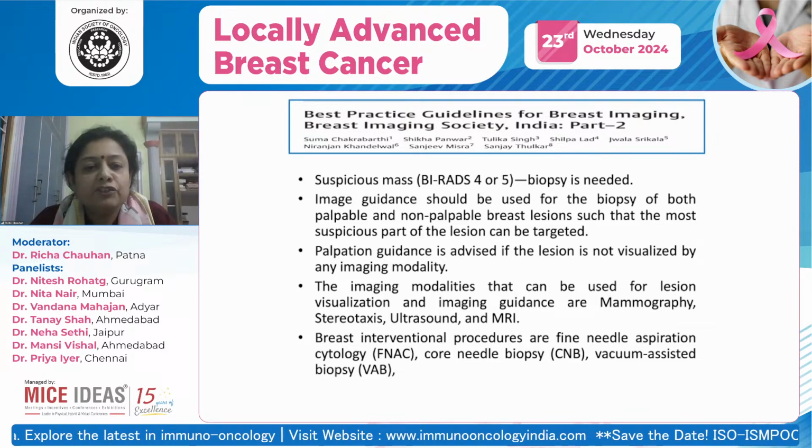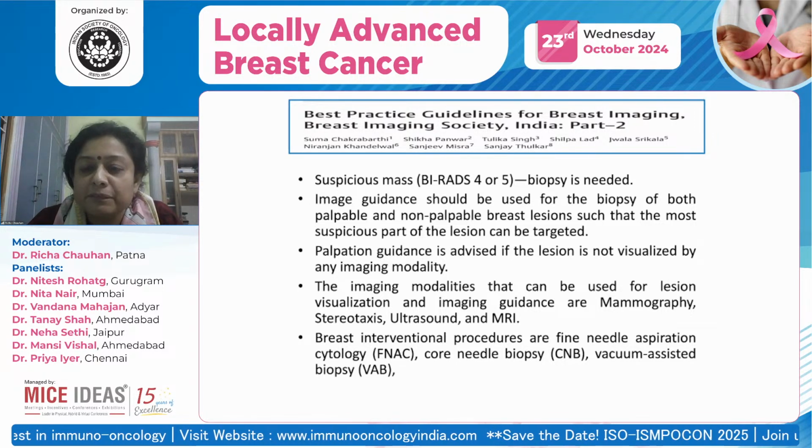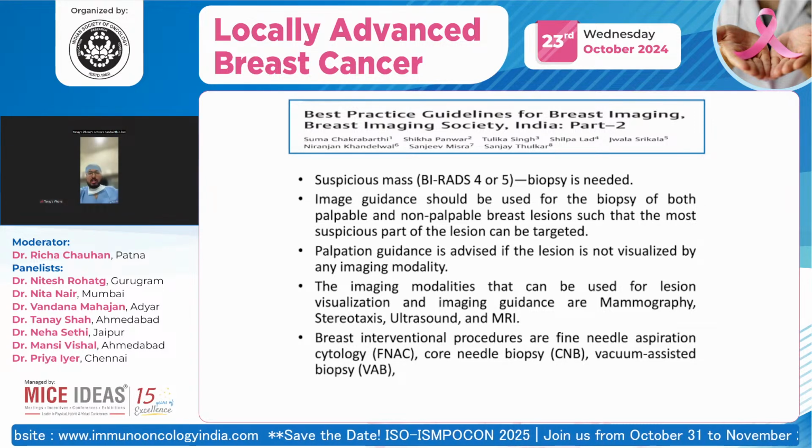And there are other images. Can I make a comment? Yeah, please. Can I make a comment regarding the biopsy, whether to go for palpation guided or sonography guided? Yes, please, Dr. Tanay.